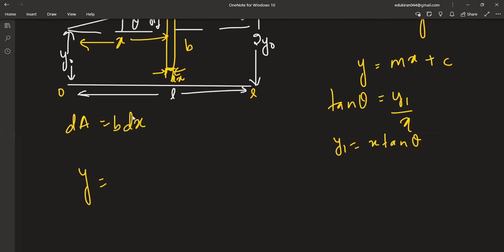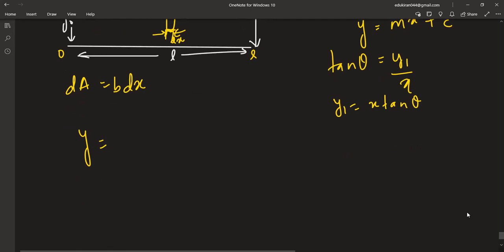From 0 to L, when you integrate, you should have distance, then only you will be able to integrate, right? Now we are taking one separation. This is b, we have taken. Now the separation between the plates, the entire separation between the plates, we have assumed to be y.